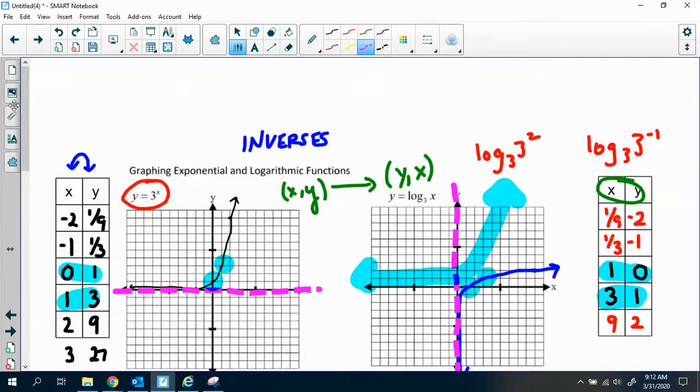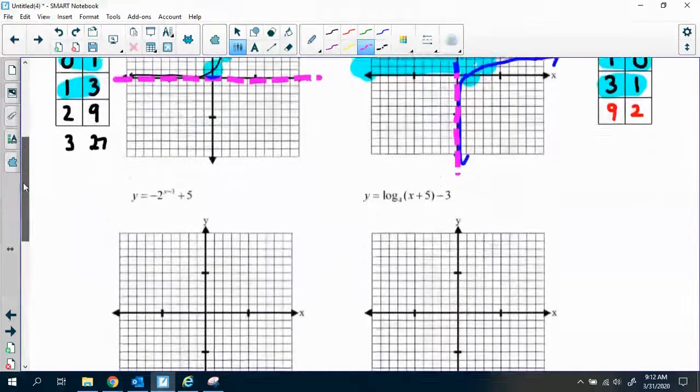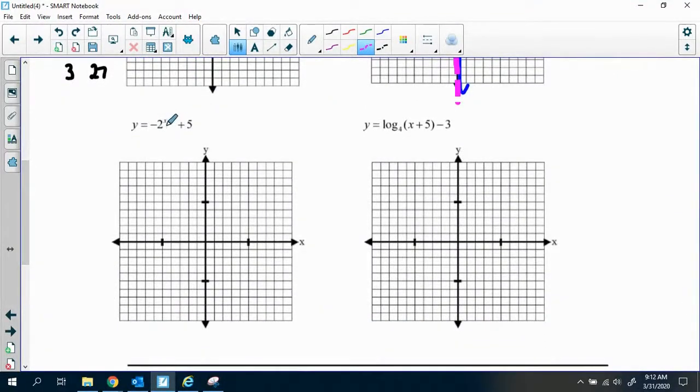Now, why am I doing that? I'm doing that because our next problems have 2 to the x and log base 4 in them. So I need to figure out what's actually happening here. Well, it's the exact same thing that I've done all the time. I'm having vertical shifts and stretches and all these other things.